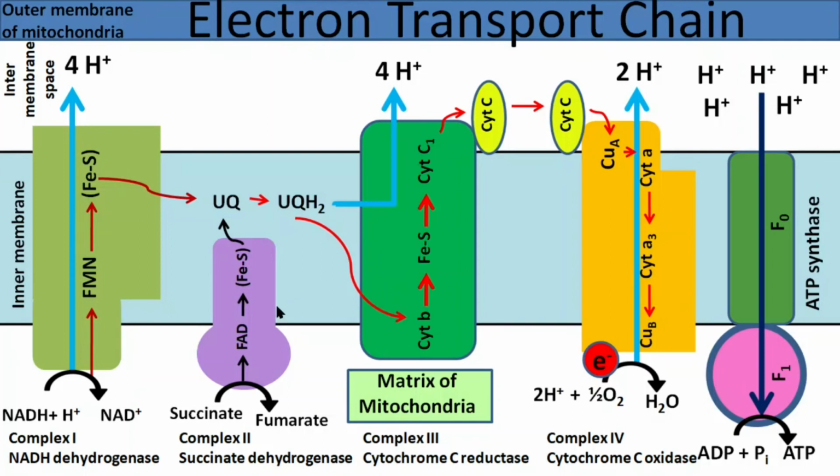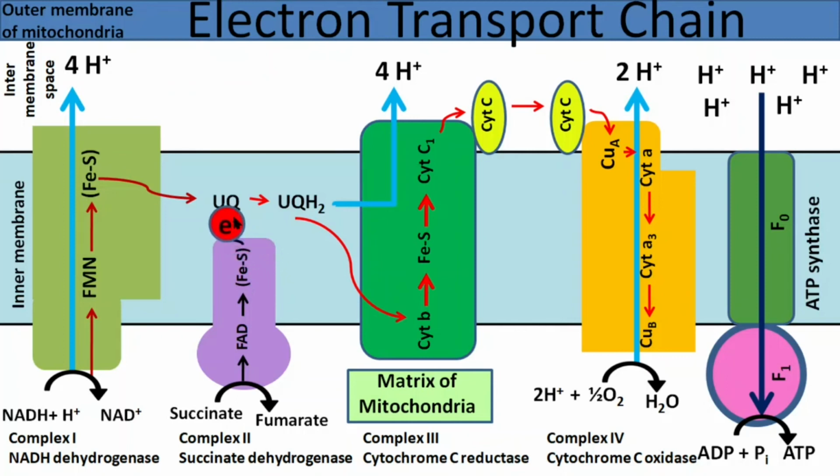Now let's see how complex 2 is involved in the electron transport chain. When succinate undergoes oxidation and gets converted into fumarate, hydrogen that is removed from succinate is accepted by FAD, which is the prosthetic group of complex 2. So FAD undergoes reduction and forms FADH2. This reduced FAD gives away the electron to the iron sulfur cluster. From the iron sulfur cluster, it goes to ubiquinone.